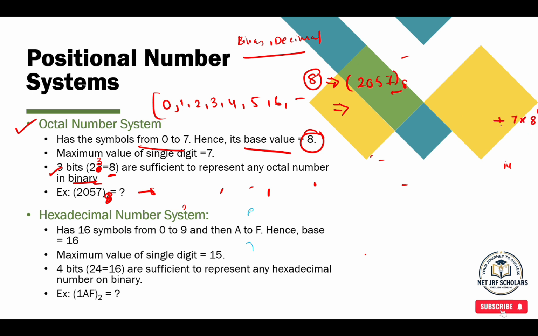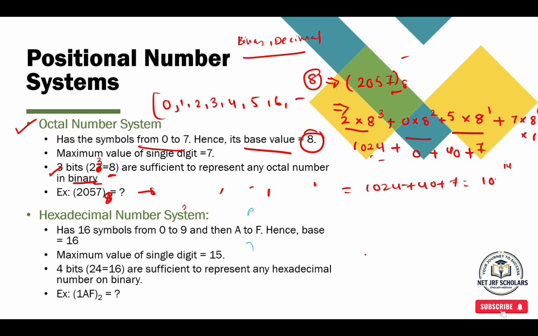That is 7 into 8 to the power of 0 plus 5 into 8 to the power of 1 plus 0 into 8 to the power of 2 plus 2 into 8 to the power of 3. So the value of 2 into 8 to the power of 3 is 1024, and 0 into 8 to the power of 2 is 0, and 5 into 8 to the power of 1, that is 5 into 8, is nothing but 40, and 7 into 1 is 7. So 1024 plus 40 plus 7 is equal to 1071.